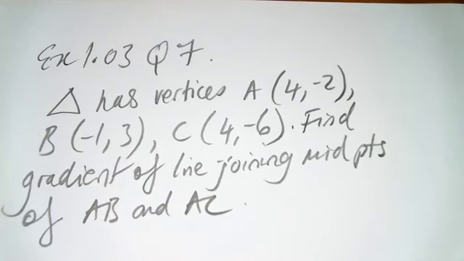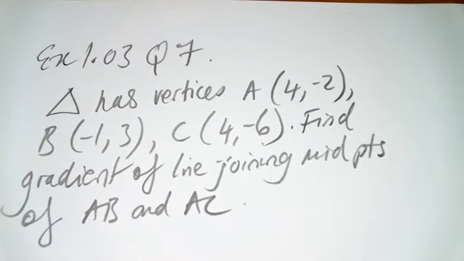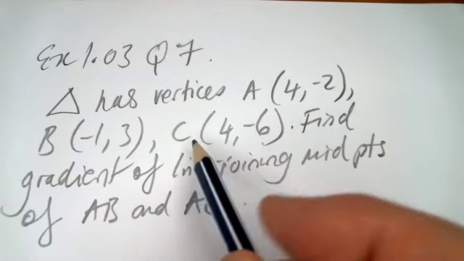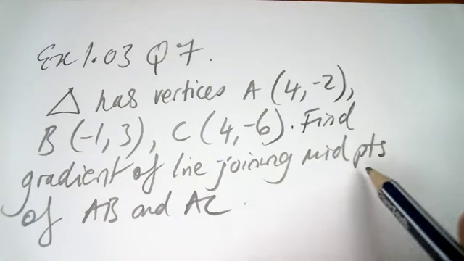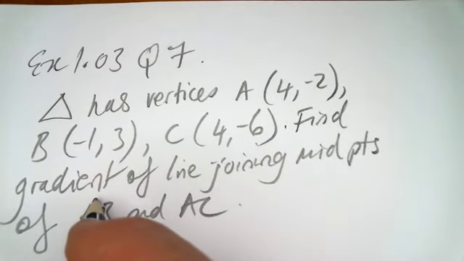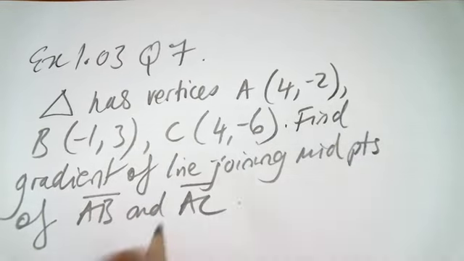All right, I've had a great question about exercise 1.03, question 7. It says a triangle has vertices of A, B, and C. Find the gradient of the line joining the midpoints of line AB and line AC. All right, so let's have a shot at doing this.